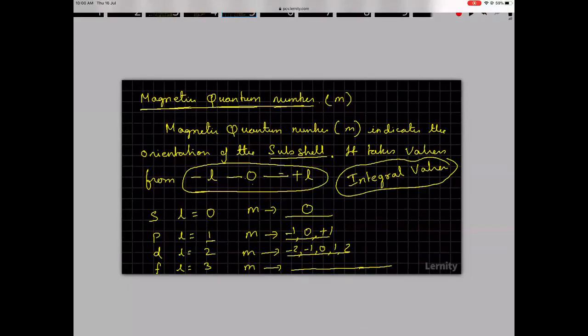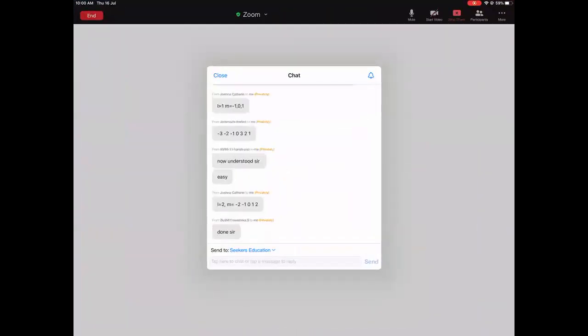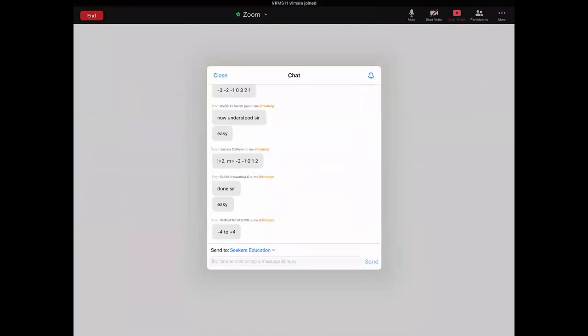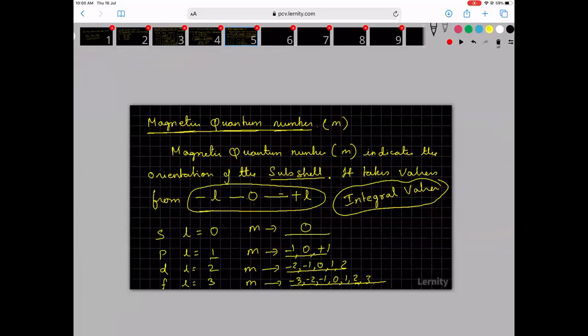So here minus 3, minus 2, minus 1, 0, 1, 2, 3. Okay. L is equal to 2 means M is equal to, yes, minus 2, minus 1, 0, 1, 2. So you don't have to go for that. Yes. So it takes these values. Now I am explaining to you further.